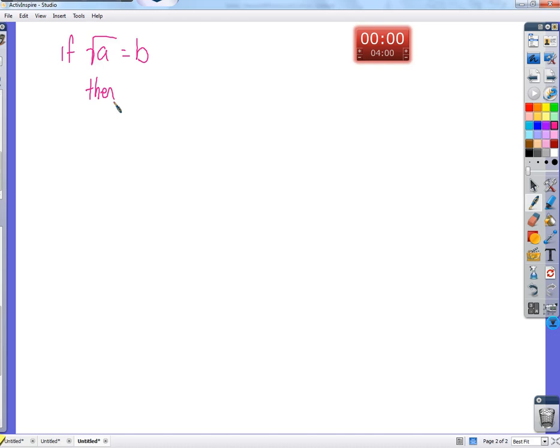Yes, yes, yes. B times B, B squared, equals A. Multiply B by itself, you'll get A. That's what it means to say that B is the square root of A. That's the definition.